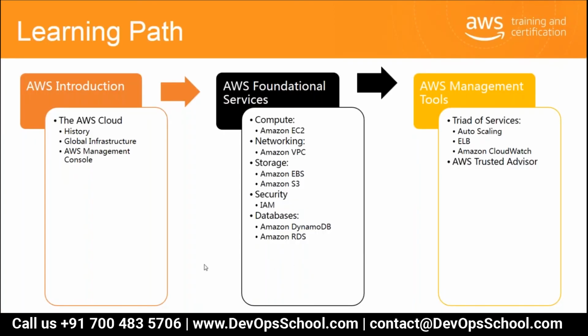So in this course module, we will look at the learning parts, what we have seen in this course, and what is there for you to move forward. As part of this learning path, we have seen AWS introduction, history, global infrastructure, and something on the management console. We saw foundational services and this whole set of services. We spoke about that. And then we saw some of the management tools, auto-scaling, ELB, and Trusted Advisor.